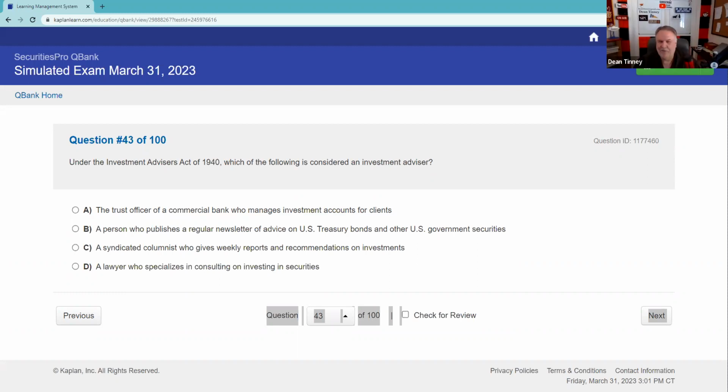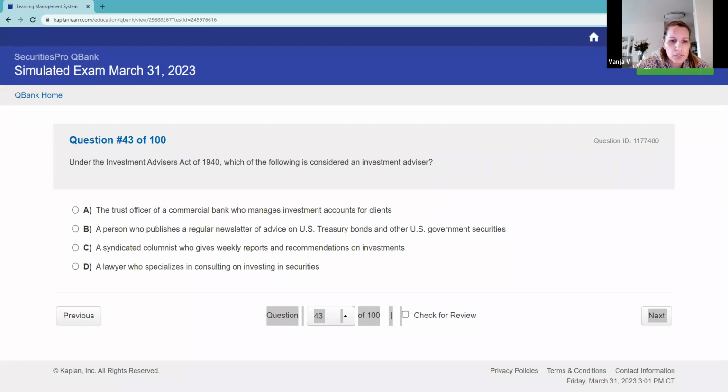So under the Investment Advisor Act of 1940, which of the following is considered an investment advisor? A trust officer of a commercial bank who manages investment accounts for clients, a person who publishes a regular newsletter of advice on U.S. Treasury bonds and other U.S. government securities, a syndicated columnist who gives weekly reports or recommendations of investment, a lawyer who specializes in consulting and investing in securities. Well, the lawyer is definitely an investment advisor, but hold on, which of the following is considered?